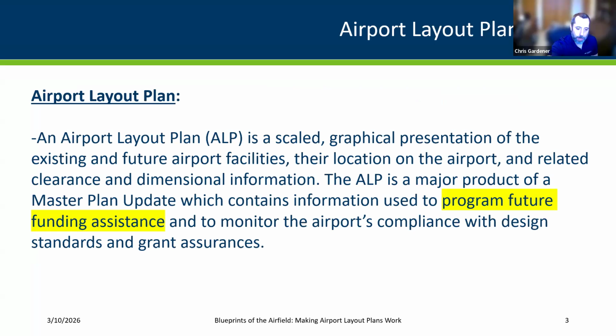So what is an airport layout plan? An airport layout plan is a scaled graphical representation of the existing and future airport facilities, their location on the airport, and related clearance and dimensional information. The ALP is a major product of a master plan update which contains information used to program future funding assistance. I have that highlighted there. Let's keep that one in mind as we move forward. And to monitor the airport's compliance with design standards and grant assurances.